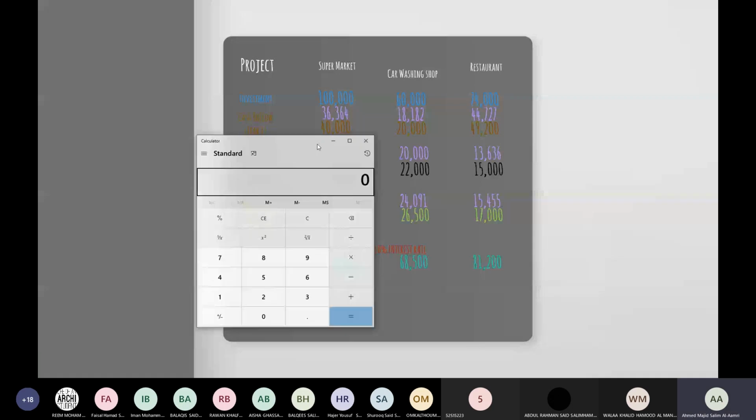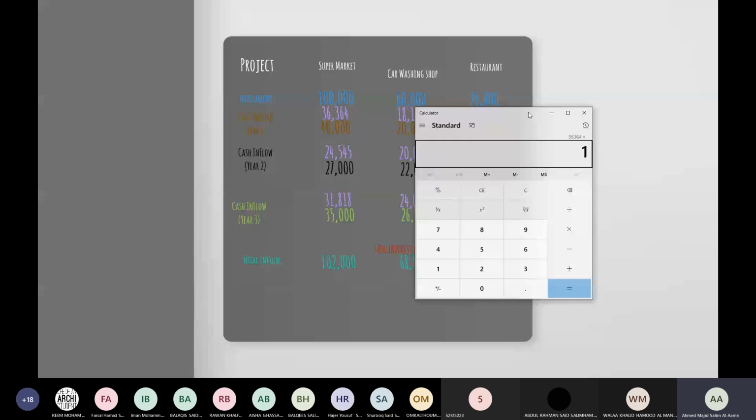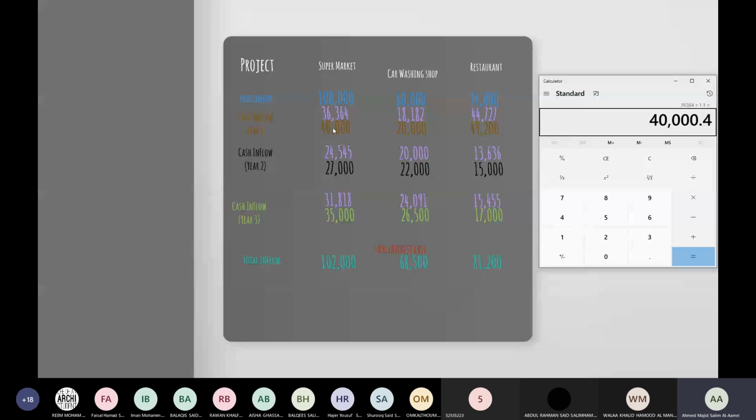We take 36,364 and multiply it by 1 plus i, which is 10%. It's 1 year only, so 1.1, and it's going to come to 40,000. Are we okay? So it's true that I'm getting 40,000 after 1 year. But because of the 10% interest, because of the change in the value of money, it's actually worth only 36,000 today.